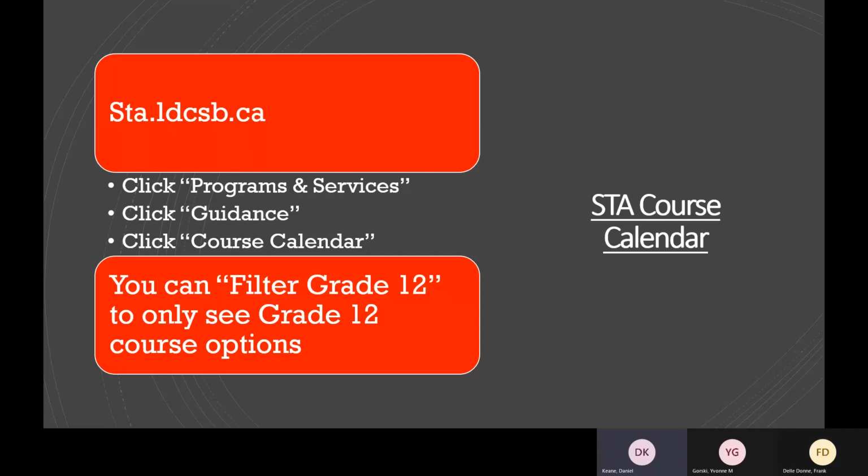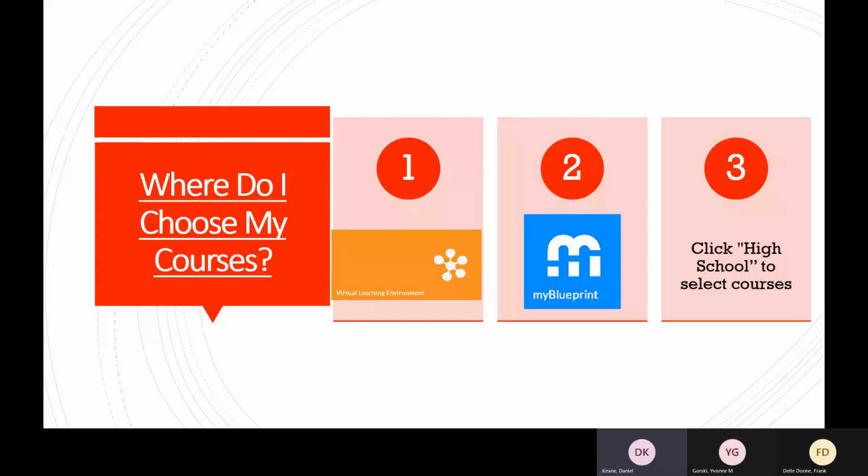You'll need to go through the BLE in order to get to your own My Blueprint account in order to select your courses. But through this link, you will be able to see all of the courses that STA has to offer for the 2021-2022 school year. If you just want to look at the grade 12 courses, you can use the filter to do that. So this is how you can quickly look up the course offerings. But when you're ready to set up your course plan for next year, you'll need to go to the BLE.